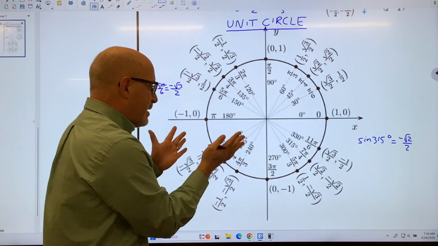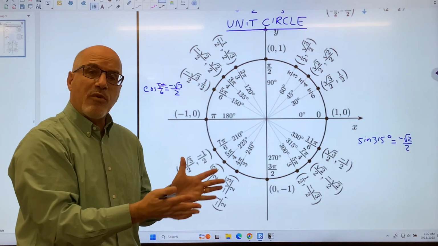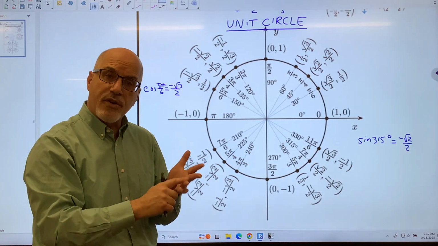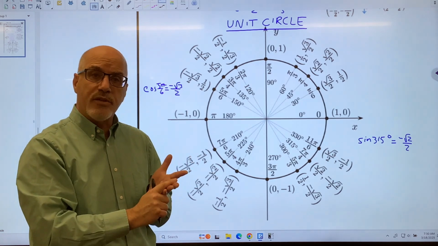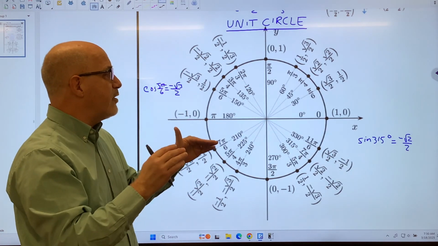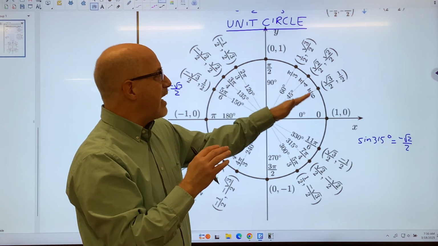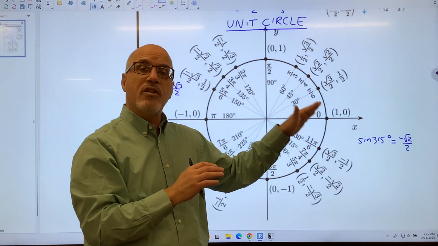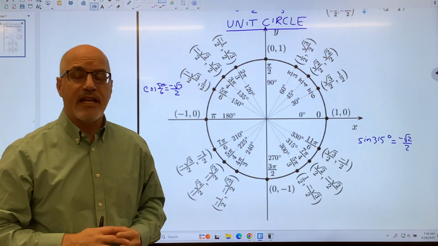So this unit circle summarizes a lot of the values of the 45, the 30, and the 60 degree angles. It gives you those values by using the x and y values. The x is the cosine of the angle and the y is the sine of the angle.